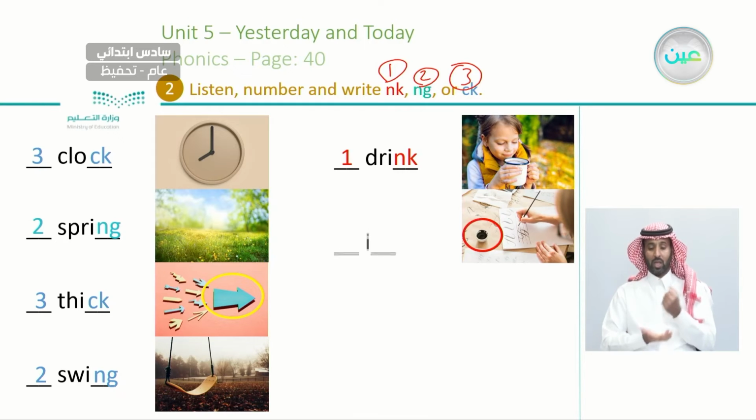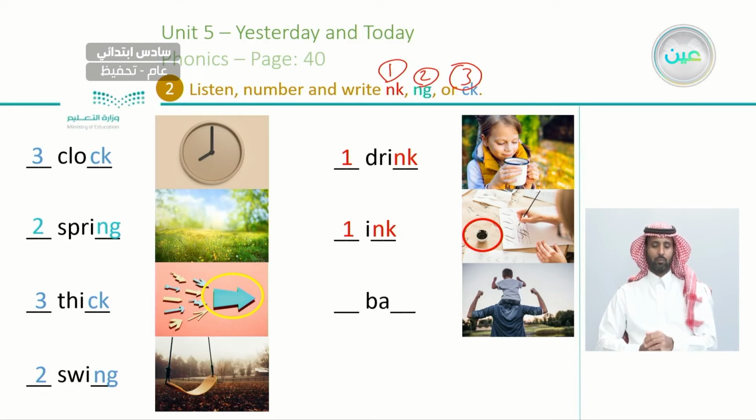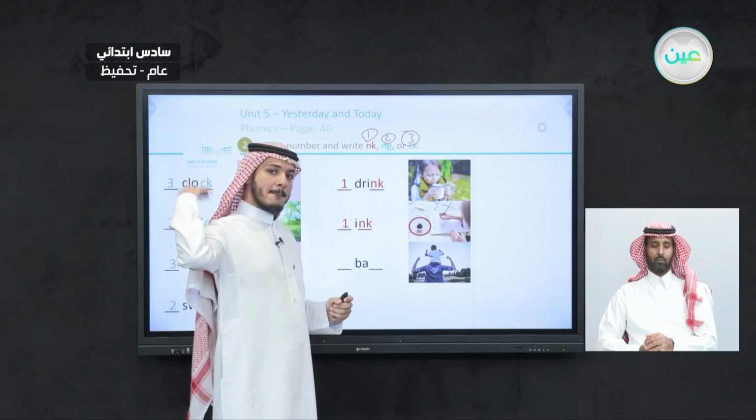What is this? You use it to write? Yes, this is what? Let's listen. 1, ink, ink. So it's ink, ink. What are the missing letters here? Yes, it's what? Excellent. So number 1, NK, ink, ink. Excellent. Okay, now we have the yes.